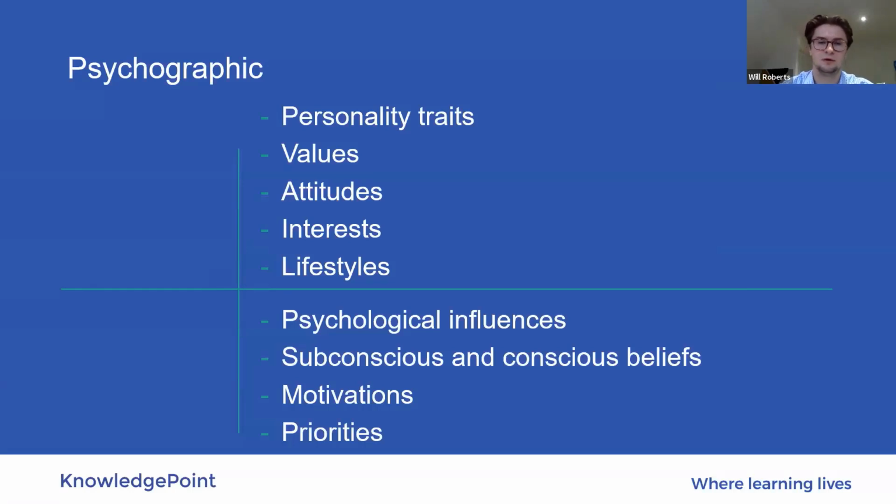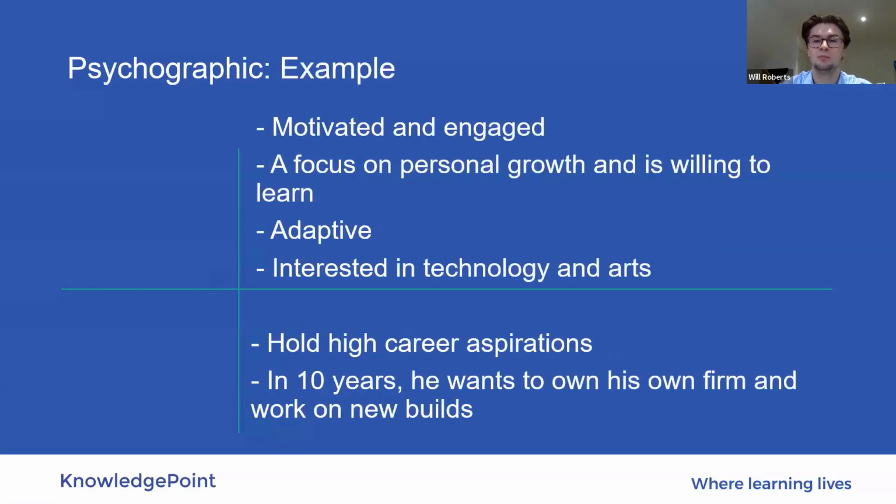So following through with our examples, they will be a motivated and engaged individual. They will have a focus on personal growth and will be willing to learn. They will be adaptable. They'll be interested in technology and the arts and creativity. They will hold high career aspirations. And for example, they will want to have their own architecture firm within the next 10 years. So they are willing to learn new skills and get qualifications to help them get there.